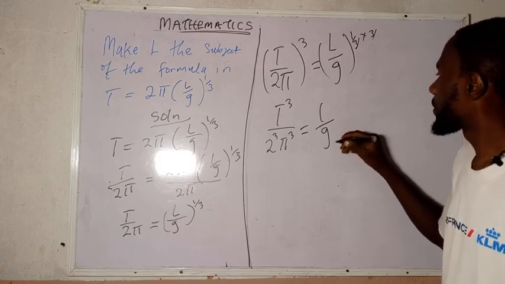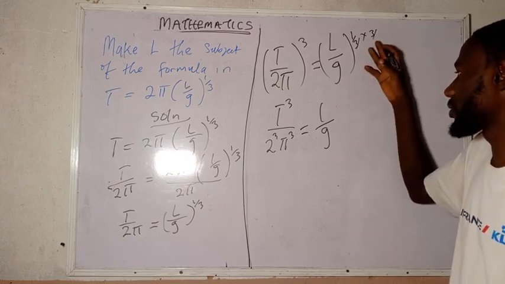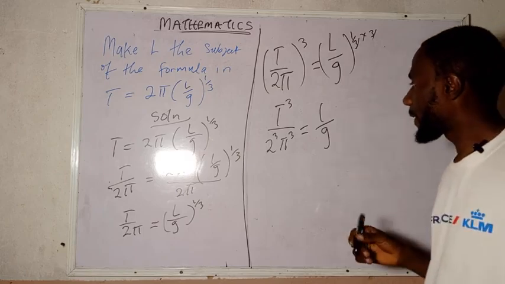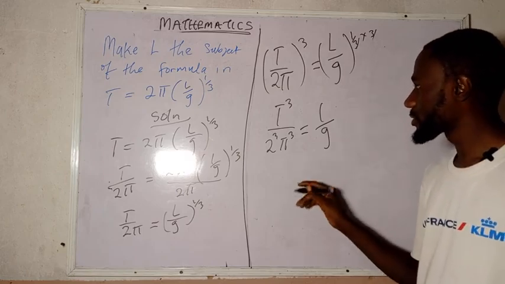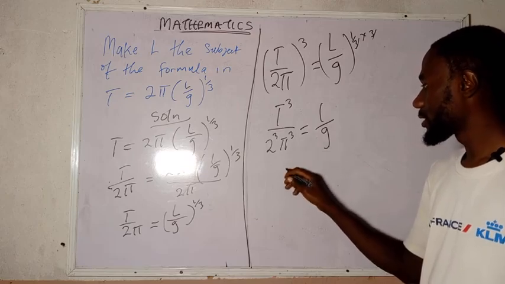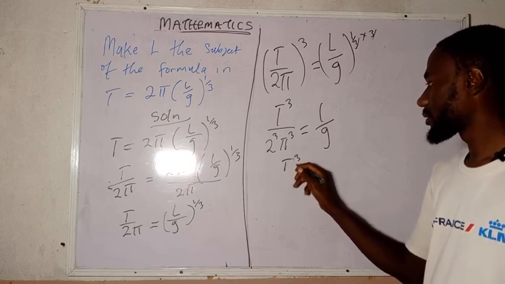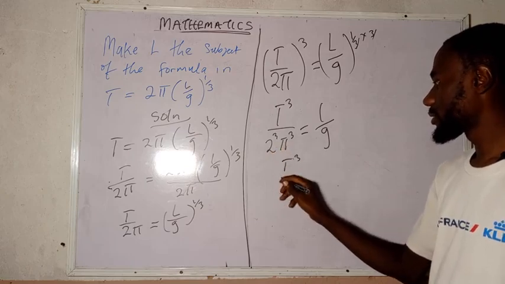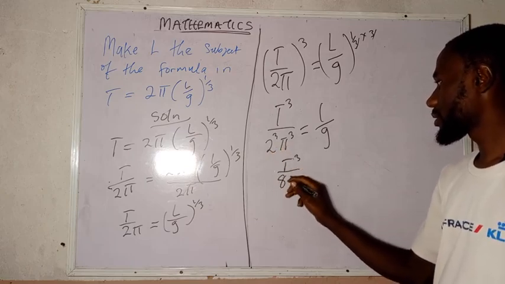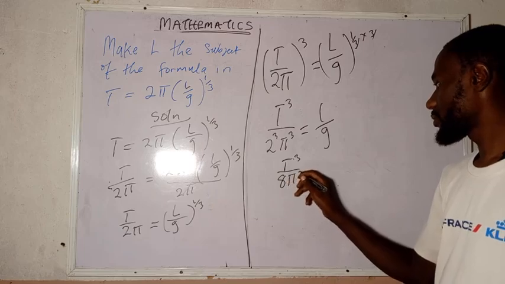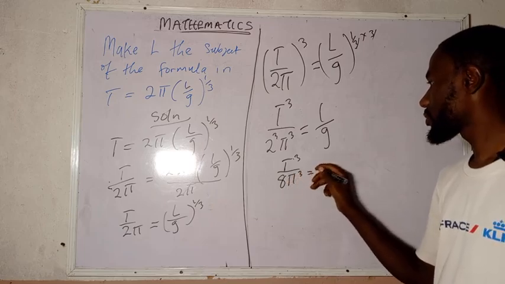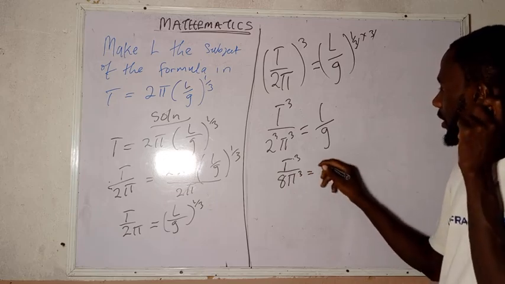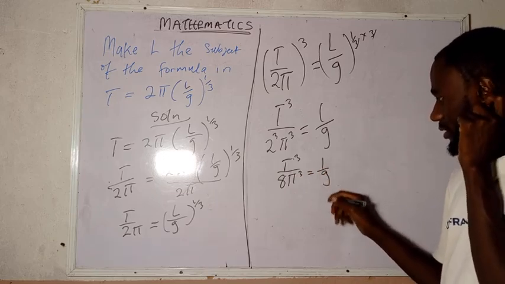This one is already gone, the power. Now we can simplify this by saying we have T raised to the power 3 over 2 raised to the power 3. This is equal to 8 pi cubed is equal to L all over G.